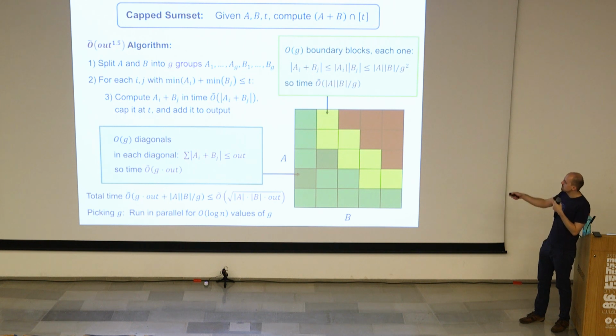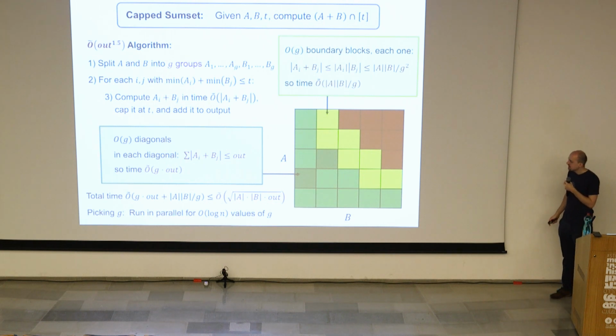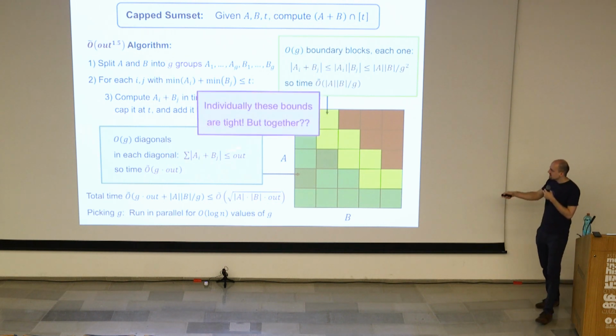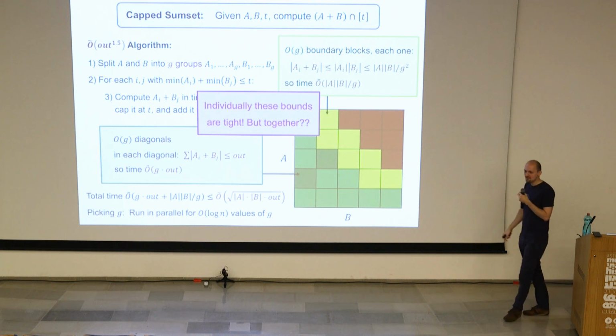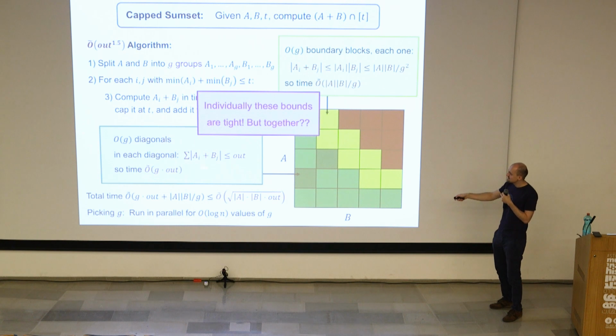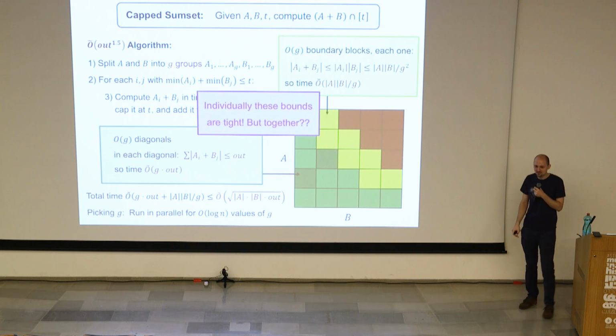Right, and then, because A and B are at most the output size, this here is at most output size to the 1.5, so as I claimed. And if you look at just the green blocks here or just the yellow blocks here, these running times are actually tight in isolation. So this here can take this much running time, this here can take this much running time.